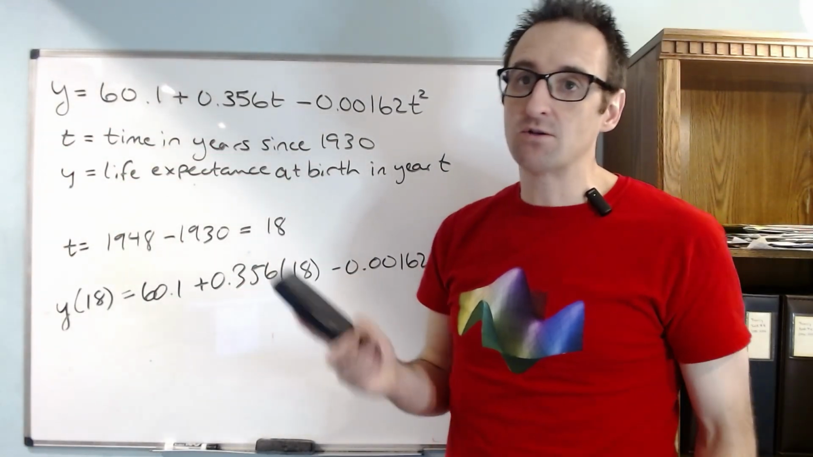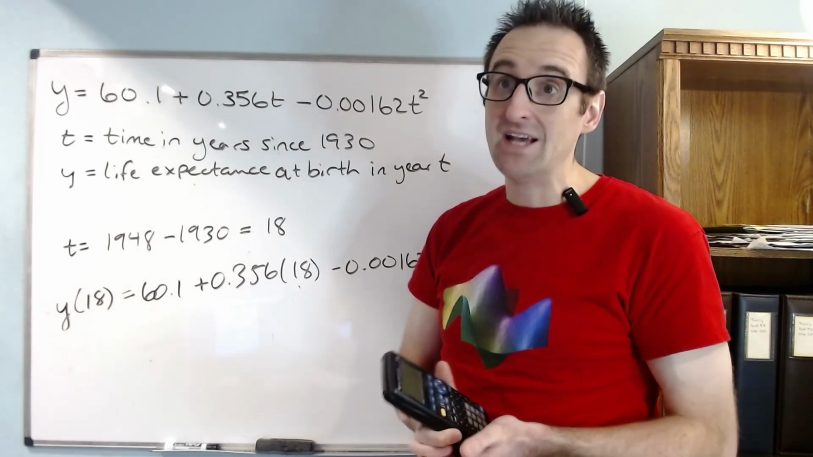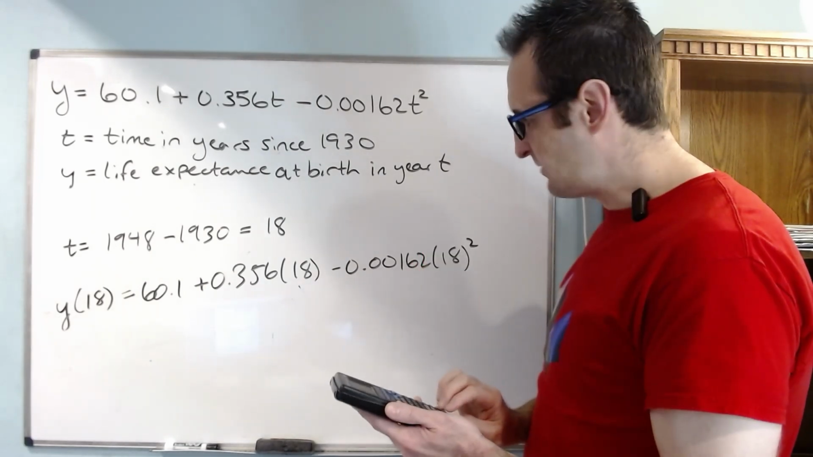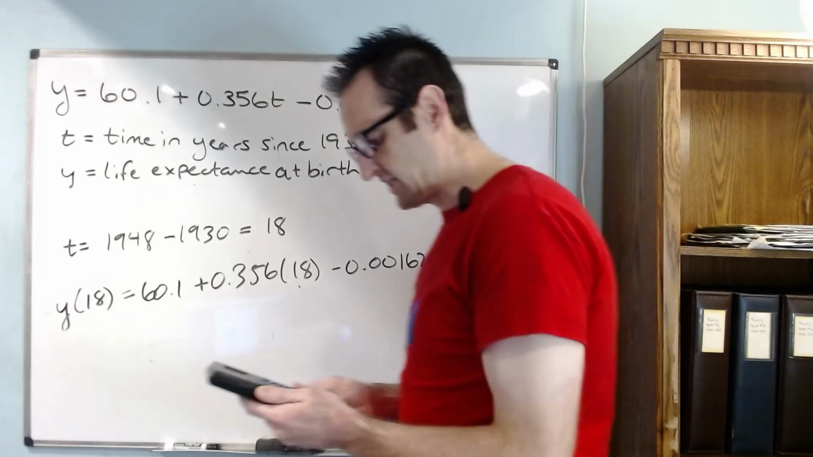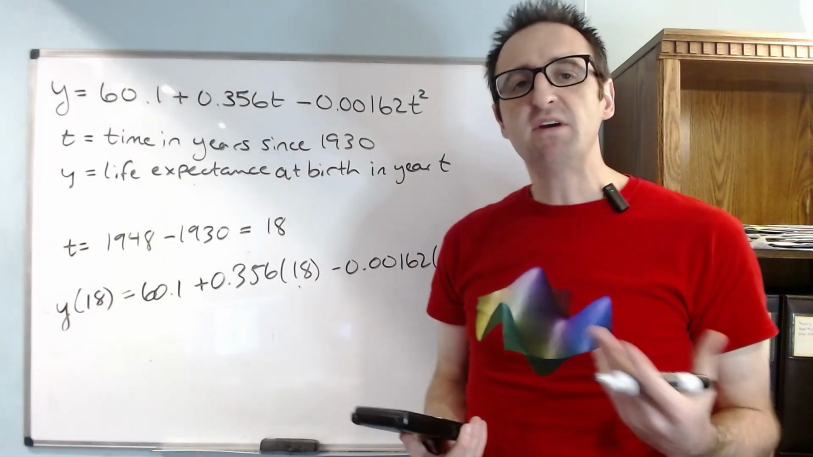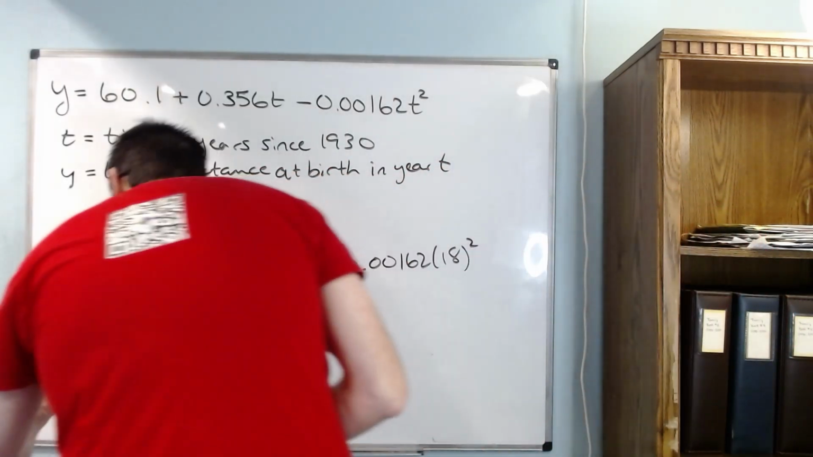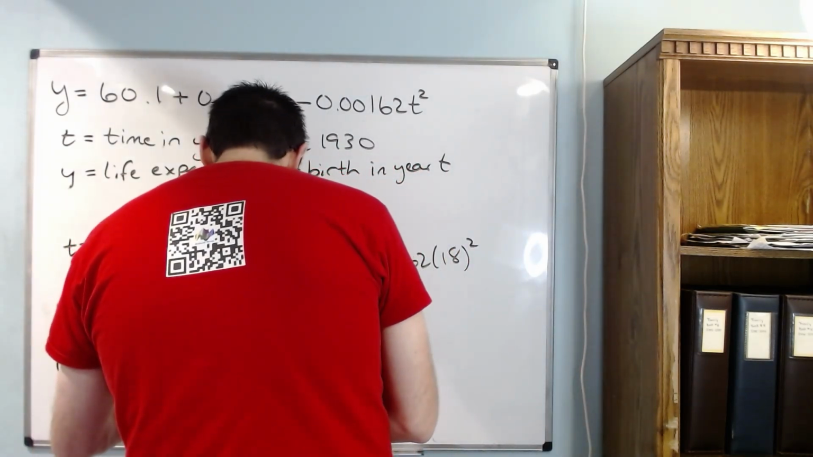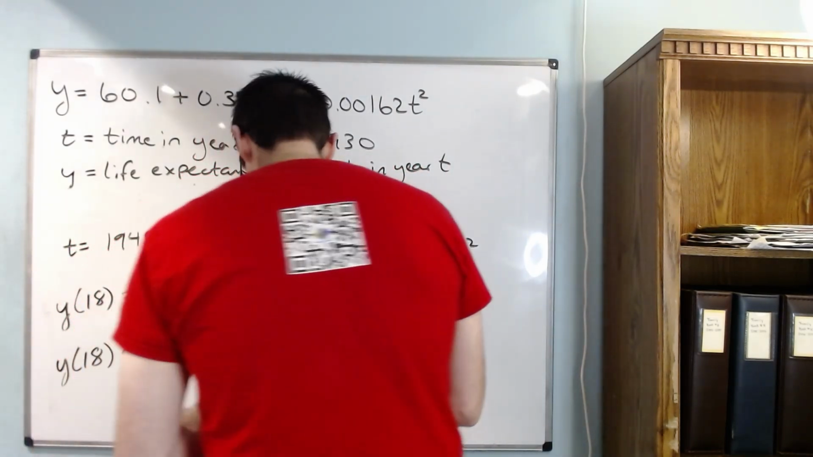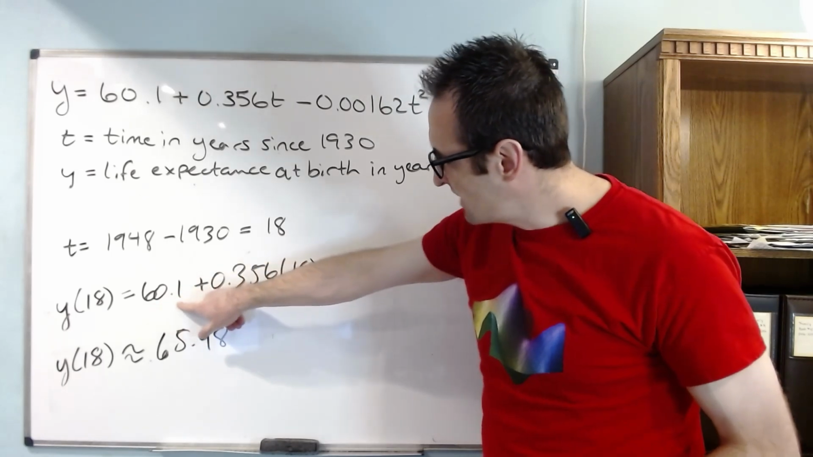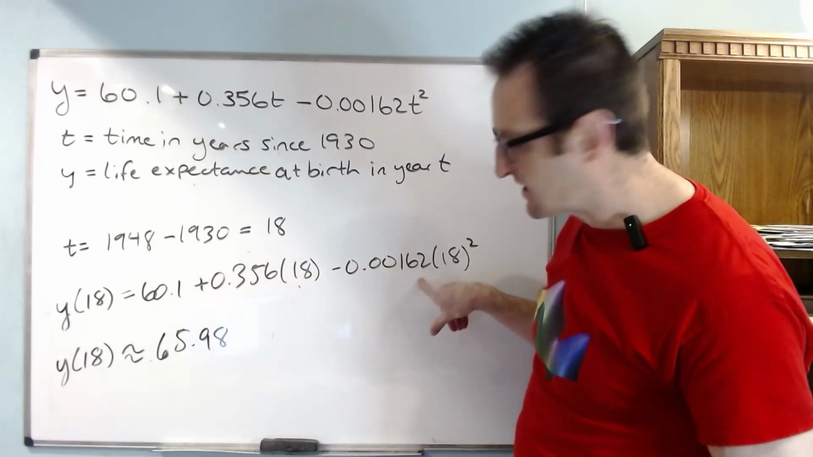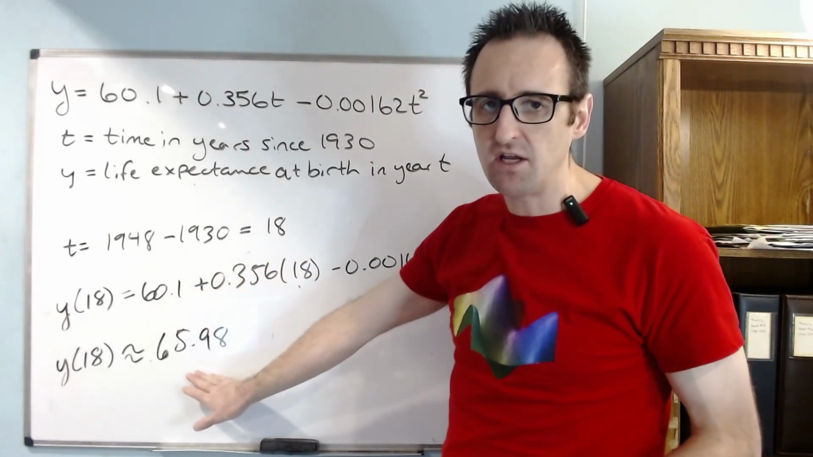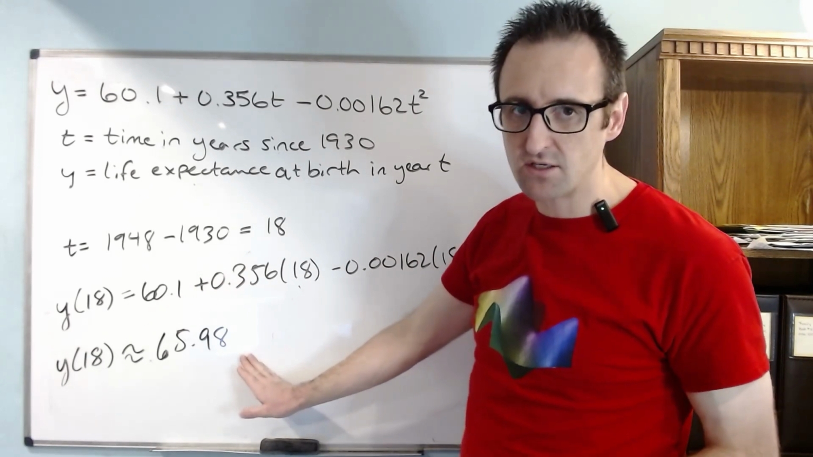Now mine is a very old school TI-89 that I have had since I was in high school. Plugging it into my calculator here, I get 65.98, which means that the life expectancy after 18 years, y of 18, is approximately equal to 65.98. But if you look, all of these guys here are given in sort of 3 significant digits.